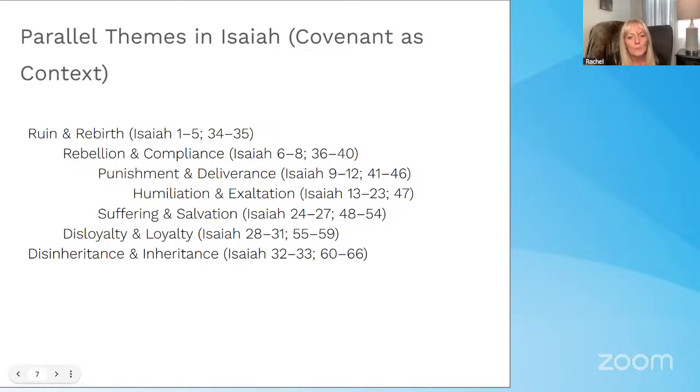Sure. So these are seven, correct? Yeah, these seven are so interesting. You can divide the book into these by chapters like this, and they go together. So, Ruin and Rebirth is chapters 1 through 5, which parallels 34 and 35. And then we have rebellion and compliance, punishment and deliverance, humiliation and exaltation, suffering and salvation, disloyalty and loyalty, disinheritance and inheritance.